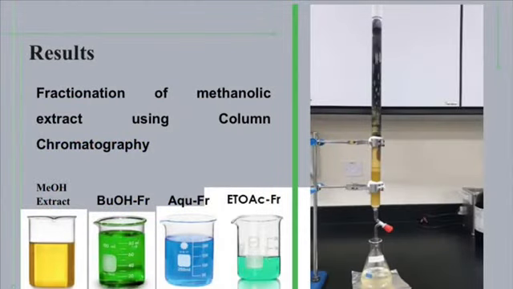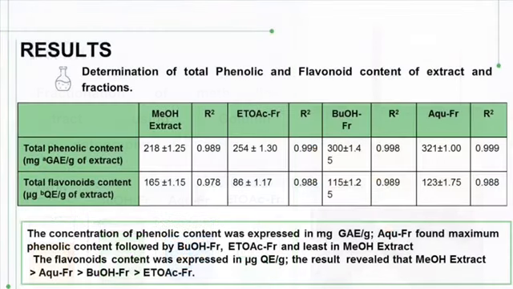We fractioned our methanolic extract using column chromatography, where we obtained three different fractions: the butanol fraction, the aqueous fraction, and the ethyl acetate fraction. We determined the total phenolic and flavonoid content of our extract and fractions. The total phenolic content was determined in milligram gallic acid equivalents per gram of the extract, and the total flavonoid content was determined in microgram quercetin equivalents per gram of extract.